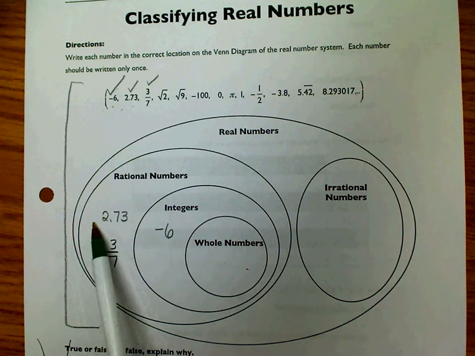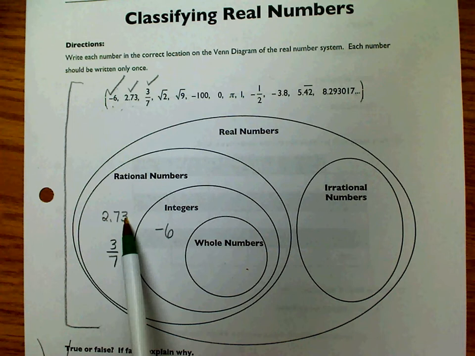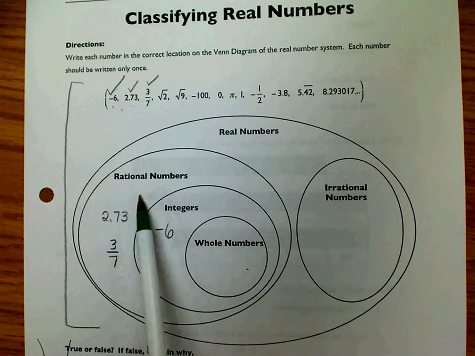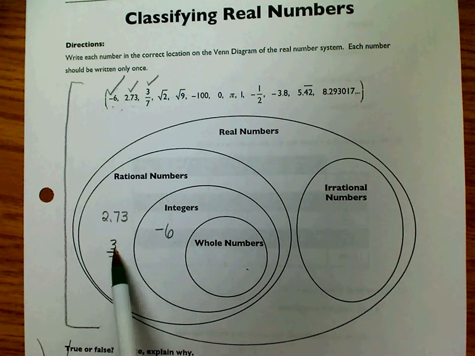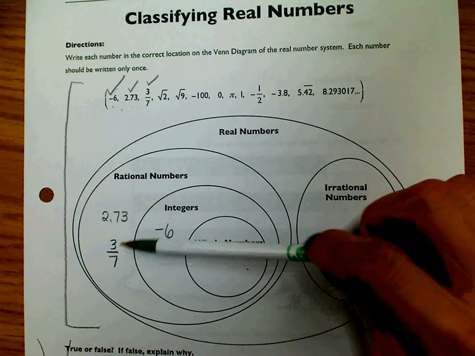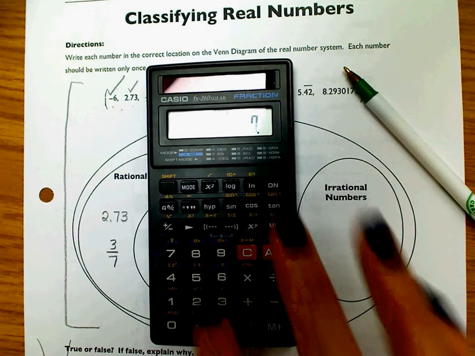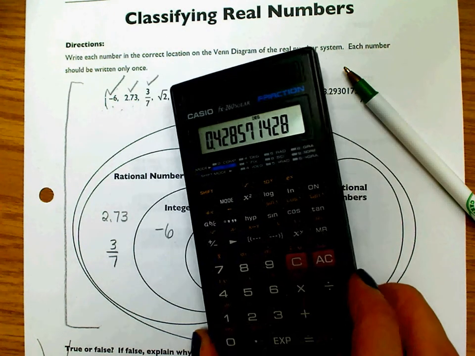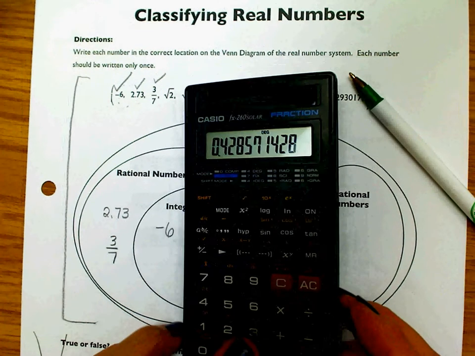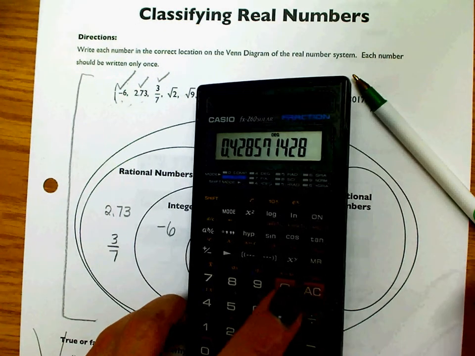So 2.73 is a rational number, so it stays here. And remember, if you look at your notes from page 55, this is terminating, and any terminating decimal is automatically rational. Now, you might wonder why 3/7 is here. Well, first of all, it is the ratio of two integers, but if you put in your calculator 3 divided by 7, you can see that it could be a little bit confusing.